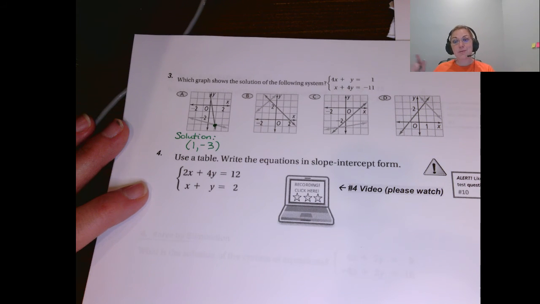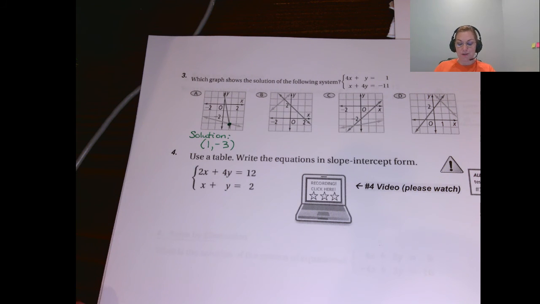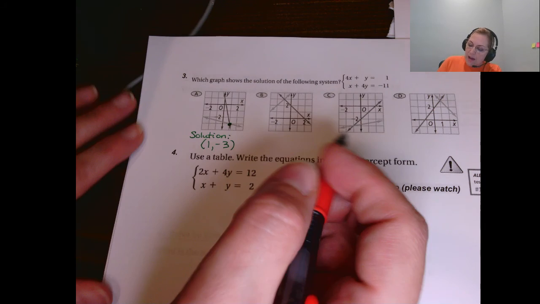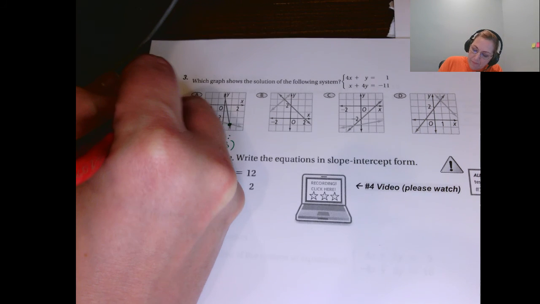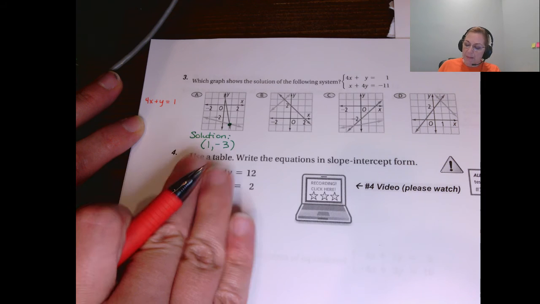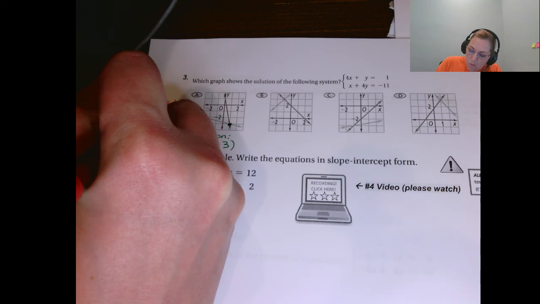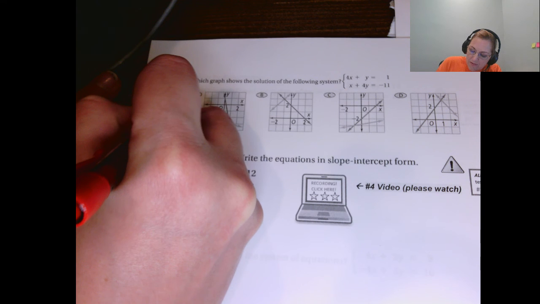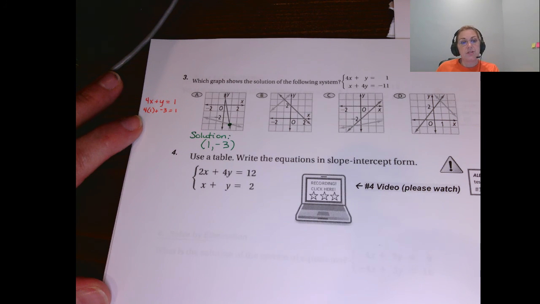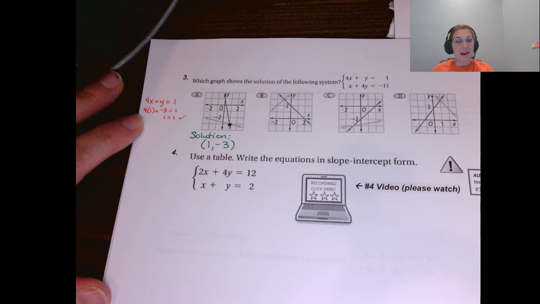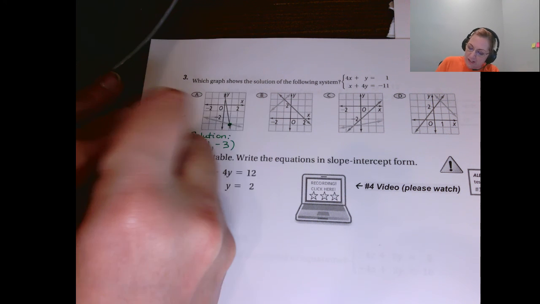Now, we can go to the equations and see if this works. Remember, a solution must make both equations true. So I'm going to take 4x plus y equals 1. I'm going to plug in 1 and -3, and let's see if we get the same on both sides. So 1 for x and -3 for y. So that's 4 plus -3, which is 1. That one works, but it's not enough that it works in one equation. It's got to work in both equations. So let's check the other one.